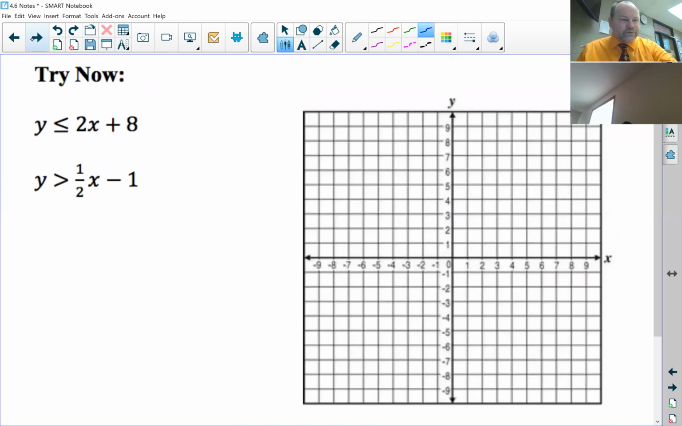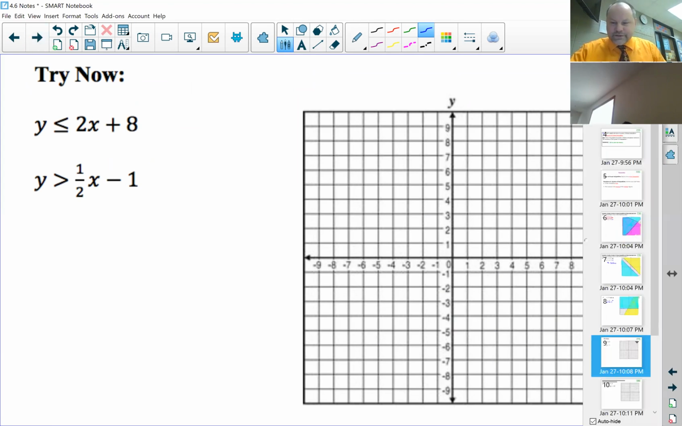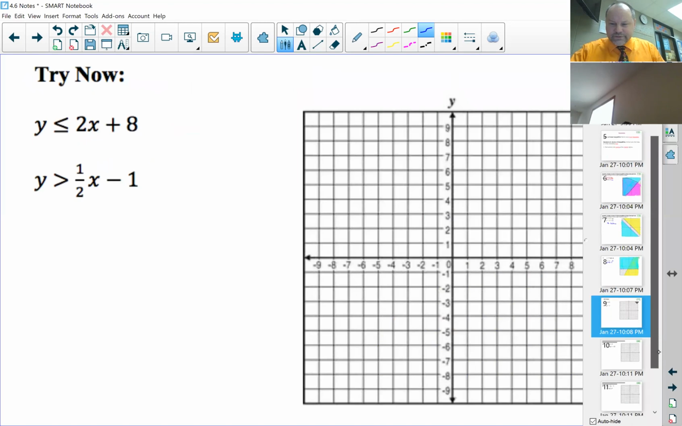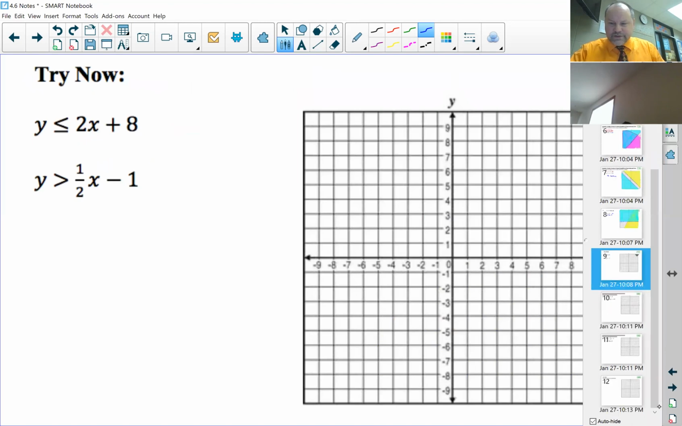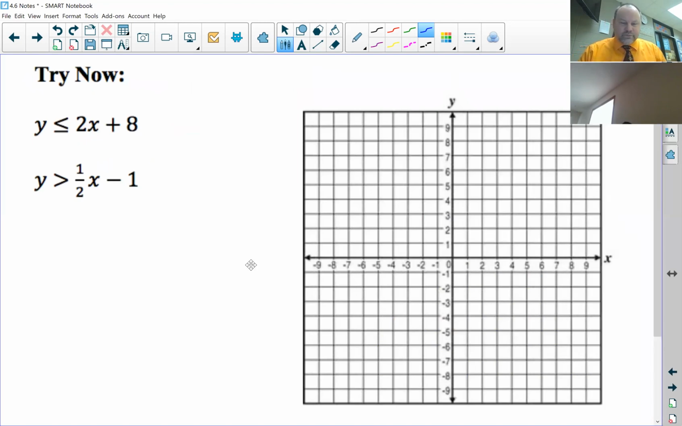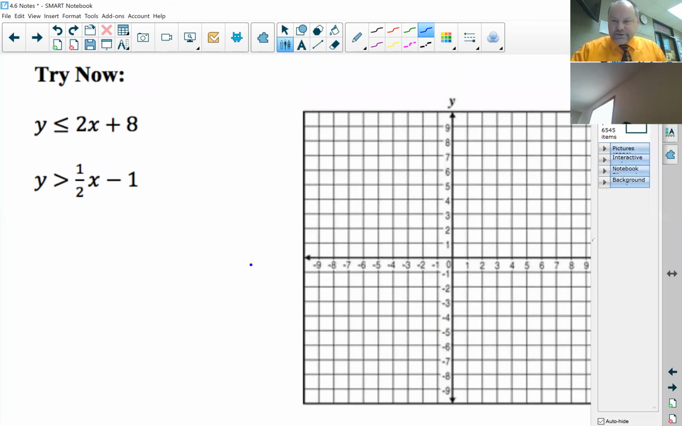All right, so I would like you to try this one now. Graph that inequality. And we'll come back in just a couple of minutes and see how you did.